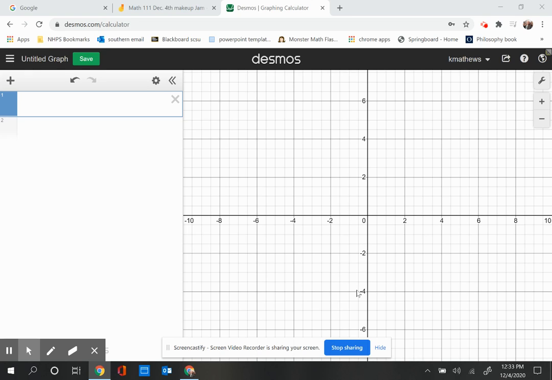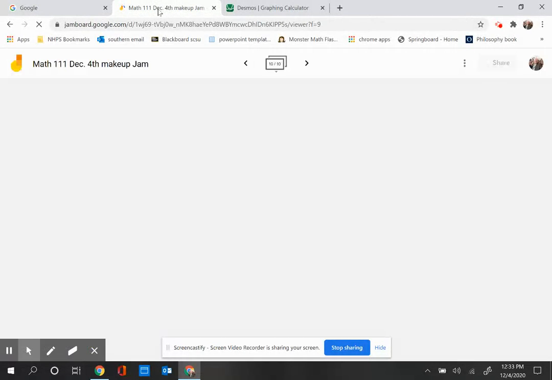Hello, everybody. Now we're going to move on to graphing parabolas. A parabola is the graph of a quadratic function, and a quadratic function is a function that starts off with y equals some number plus x squared. So let me just make some notations on Jamboard.